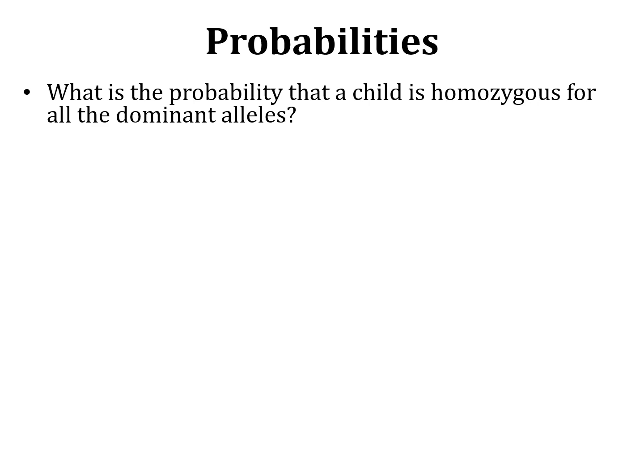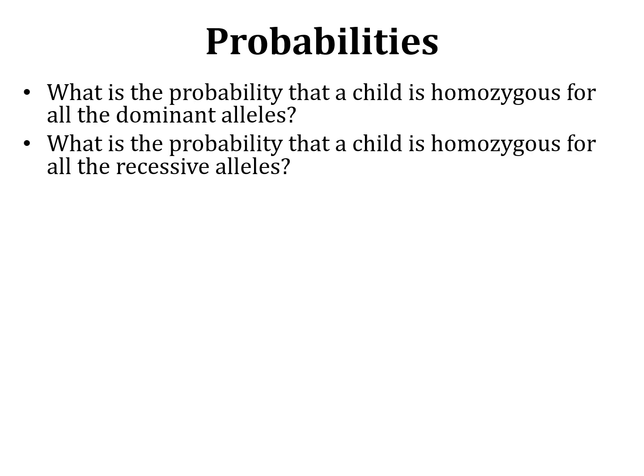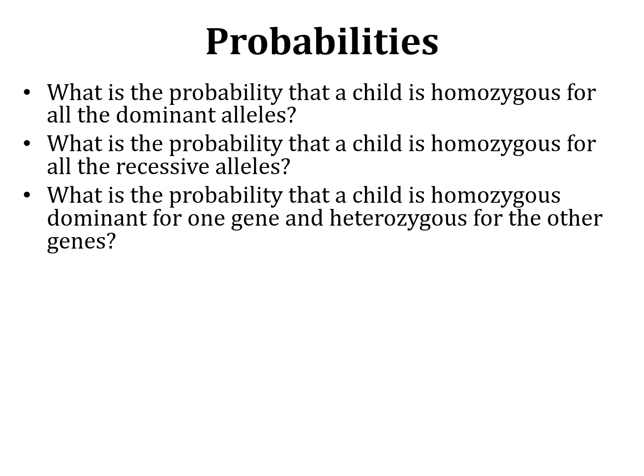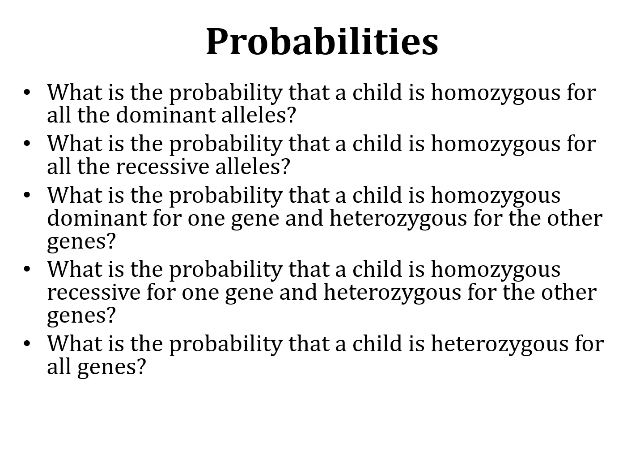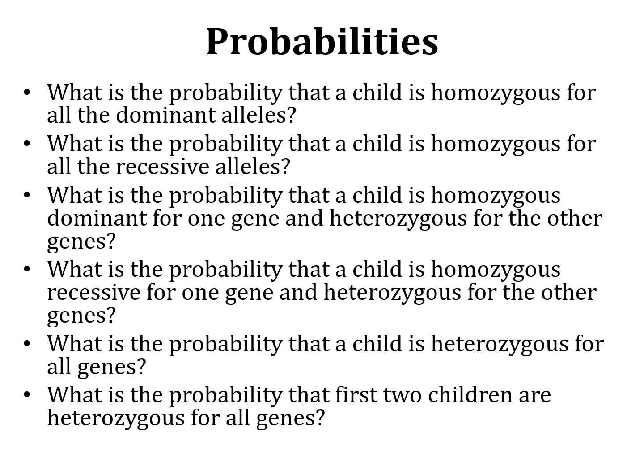So now we have questions. The question is, what is the probability that a child is homozygous for all the dominant alleles? The second question is, what is the probability that a child is homozygous for all the recessive alleles? The third question is, what is the probability that a child is homozygous dominant for one gene and heterozygous for the other genes? The fourth question is, what is the probability that a child is homozygous recessive for one gene and heterozygous for the other genes? The fifth question is, what is the probability that a child is heterozygous for all genes? And the last question is, what is the probability that the first 2 children are heterozygous for all genes? So these are the questions that we have, and now we are going to get the answers for these questions.